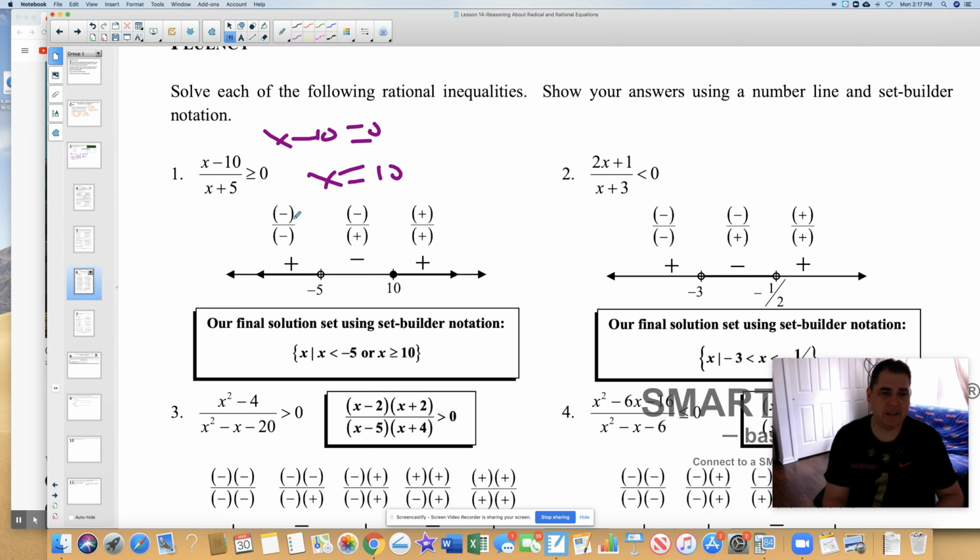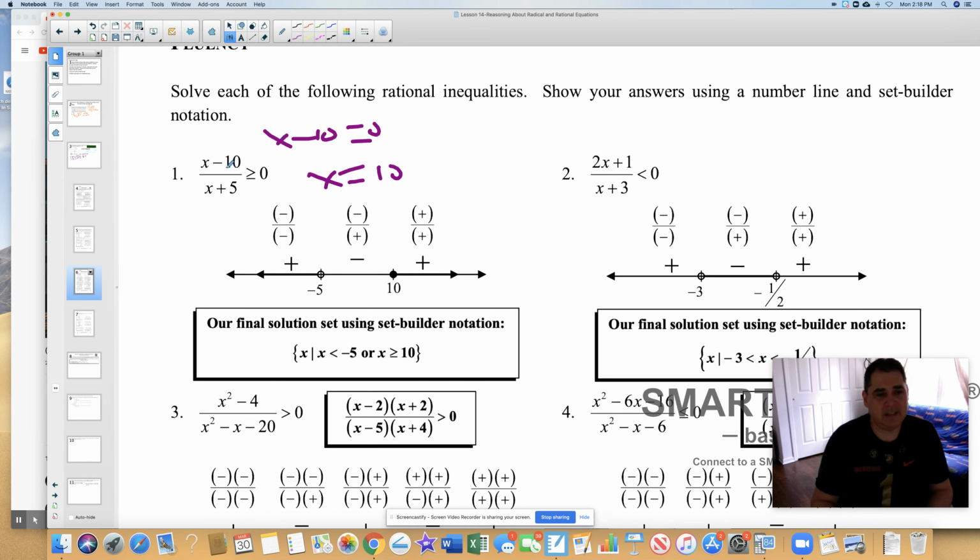-8 minus 10 is a negative. -8 plus 5 is going to be negative. Negative divided by negative is positive. Now, is a positive number always going to be greater than or equal to 0? Yes. So that's true. So that's why it's shaded this way. Now you pick a number that's in between. Between -5 and 10, the best number to pick is 0. So you're going to use 0 as a test point.